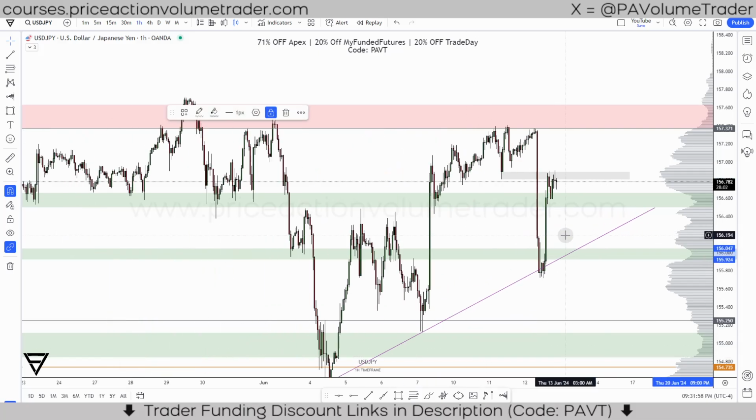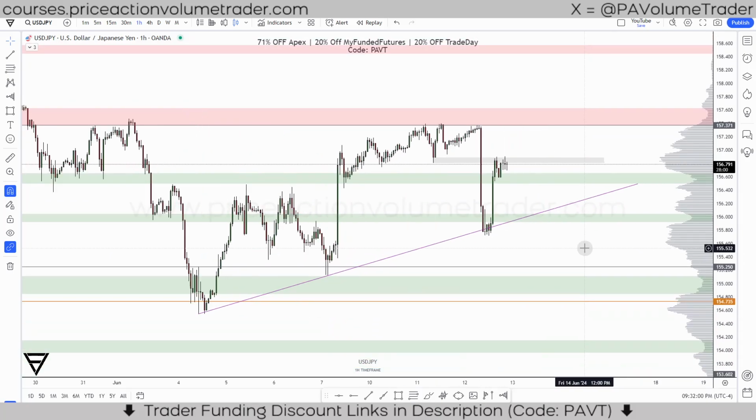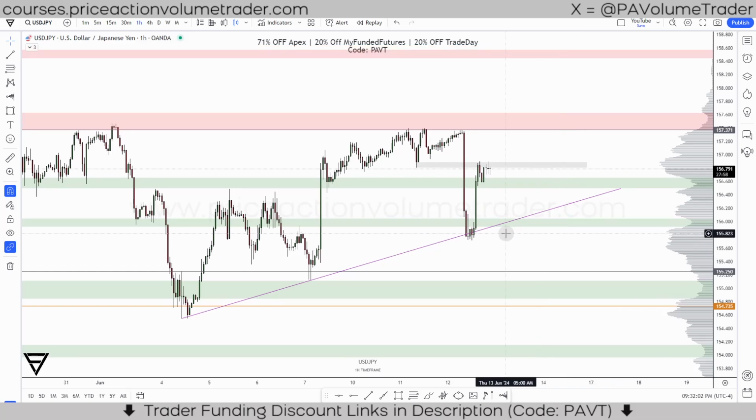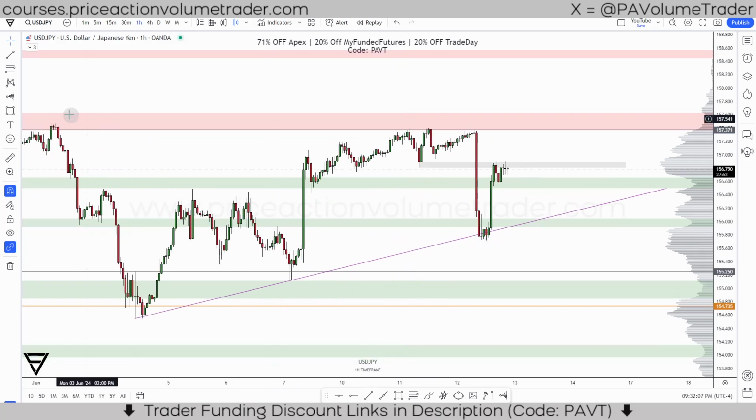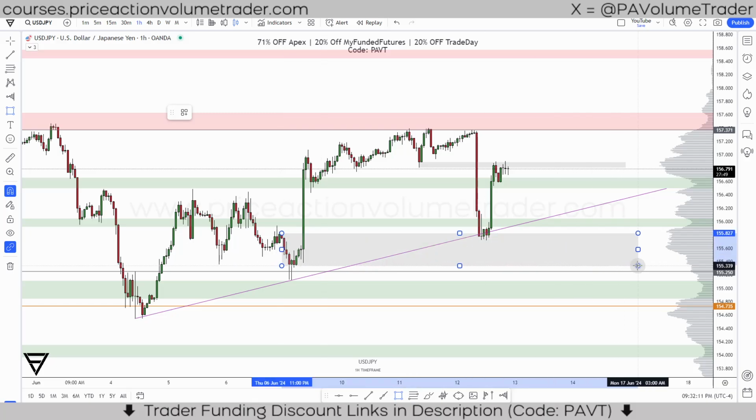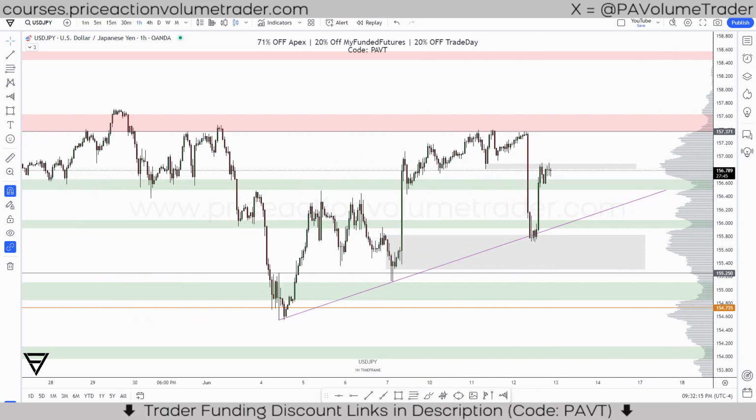So right now on the hourly, I'm just looking to refine and mark off important levels. You can see also similarly here, we have this whole order block here. We had this impulsive move. We broke structure to the upside. We came back on a pullback.